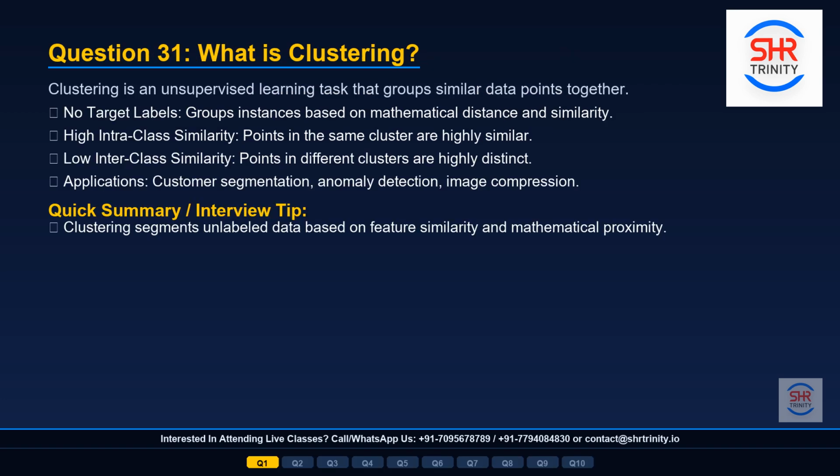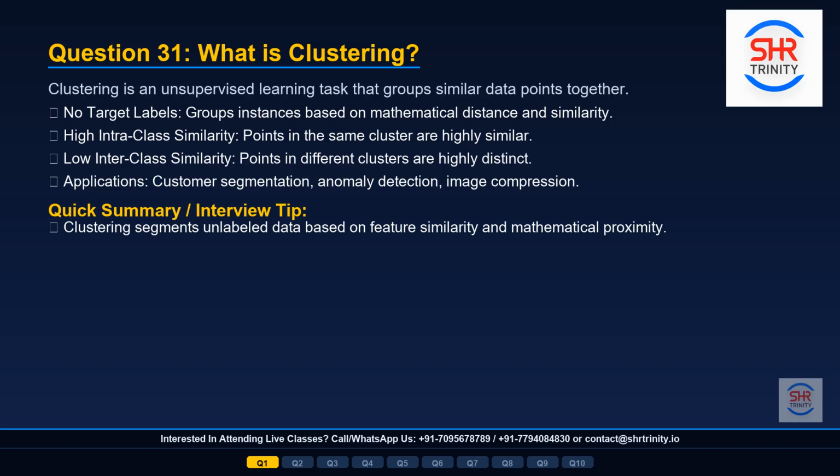Question 31. What is clustering? Clustering is a core unsupervised machine learning task. Unlike supervised learning, there are no target labels or ground truth outputs provided in the training data. Instead, the clustering algorithm must analyze the inherent structure and features of the dataset to group similar data instances together.